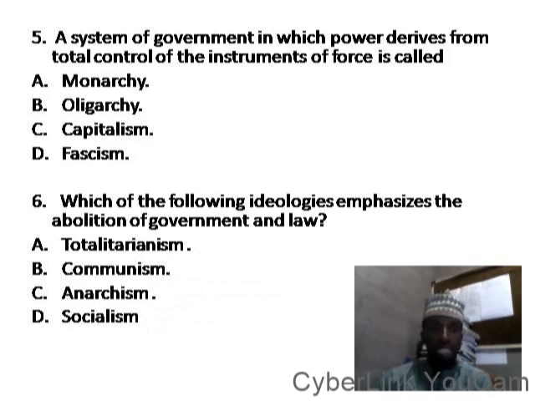Number 5 says a system of government in which power derives from the total control of the instrument of force is called, that is, monopoly of force. That is another word they can use. The instrument of force can be the monopoly of force. The correct answer is fascism.